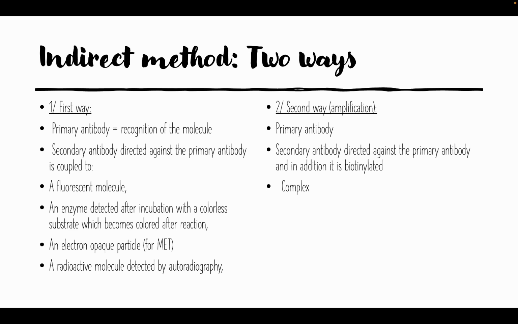So, to simplify it, in the indirect immunochemistry method, we use two different ways to find our molecule. The first way involves two antibodies, one recognizing the molecule and the other revealing it in different ways. The second way adds an extra molecule to the mix for amplification. It's like adding a detective's helper with a special tag.